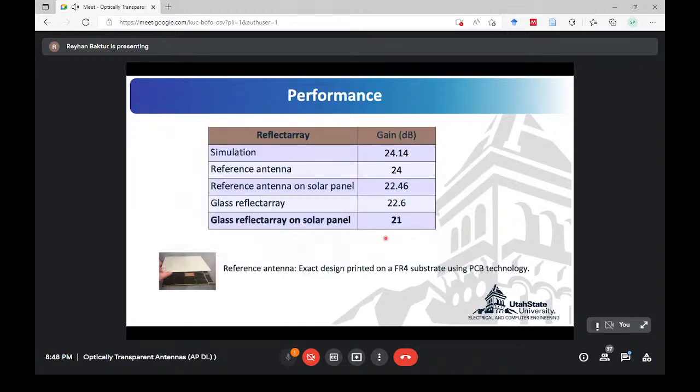So for the final performance, the antennas were printed and assembled on the reflector array. You see the simulation result: the reference antenna, not transparent, is 24 dB. The reference antenna is fabricated on FR4. The glass reflector array is the one that we inkjet printed on glass. And the final, the inkjet printed glass on the solar panel, gave us 21 dB gain. That's fairly decent. That's 3 dB lower than the simulation, and the simulation is without considering any lossy solar cells.